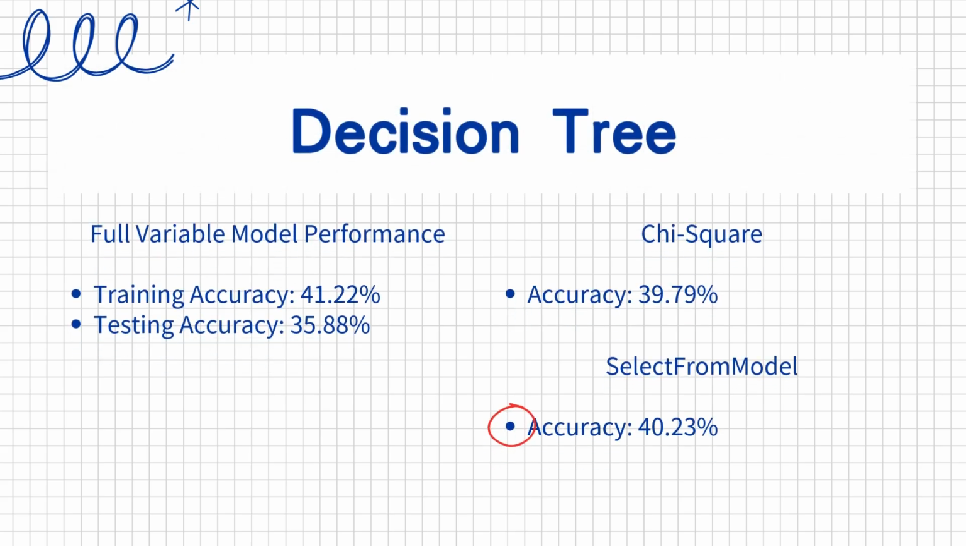The comparison between the 4 variable and selected feature models reveals the effectiveness of feature selection. The 4 variable model achieved a training accuracy of 41.22% and a testing accuracy of 35.88% with a tree depth of 9 and 39 leaves. In contrast, the chi-square selected feature model achieved a test accuracy of 39.79% and the model-based feature selection achieved 14.23%.